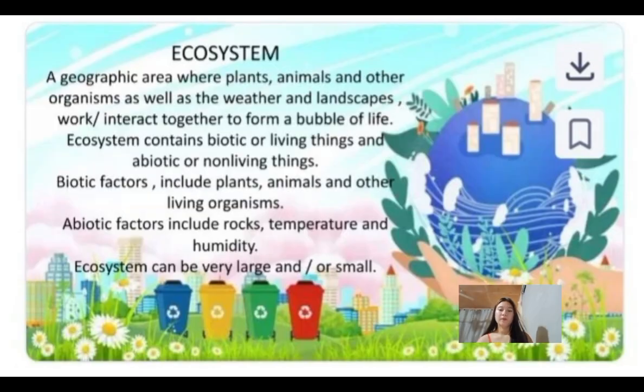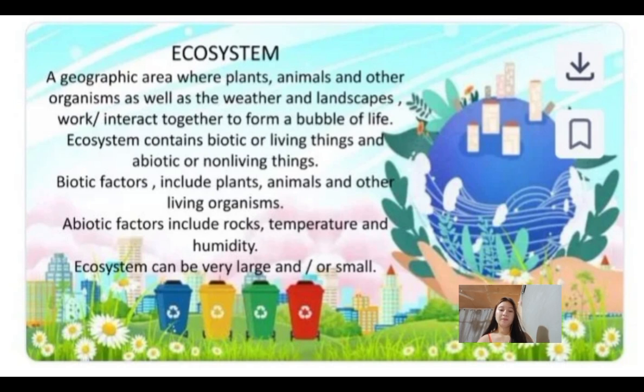So, ecosystem. An ecosystem is a geographic area where plants, animals, and other organisms, as well as weather and landscape, work and interact together in the form of a bubble of life. So, an ecosystem contains biotic or living things and abiotic or non-living things.